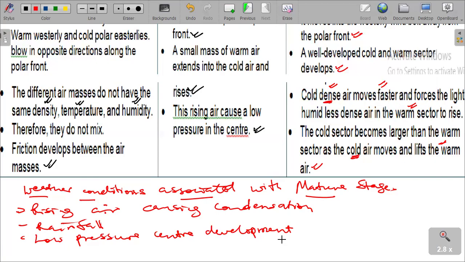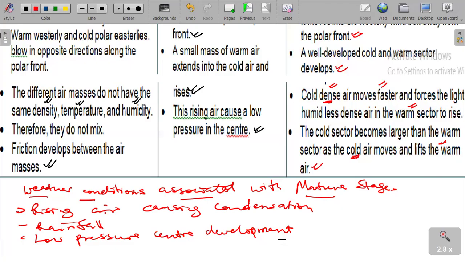And then one other thing is that this pressure is lower than it was in the initial stage. The pressure is even lower because what happens is the air rises, therefore it goes lower, even lower than at the initial stage where we talked about that one.